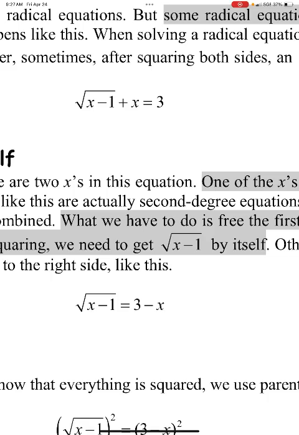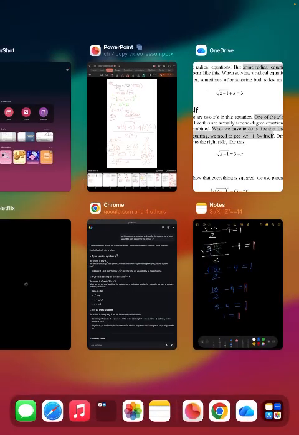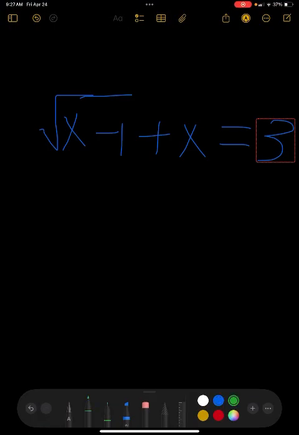And so here we have an x under the radical, and we have an x outside of the radical. So if we're in a situation like that, let me see here. So we have square root of x minus 1 plus x equals 3. The way we are going to solve this is we are going to start by getting the x's on different sides here. So let's take this x over. So we get square root of x minus 1 equals 3 minus x.